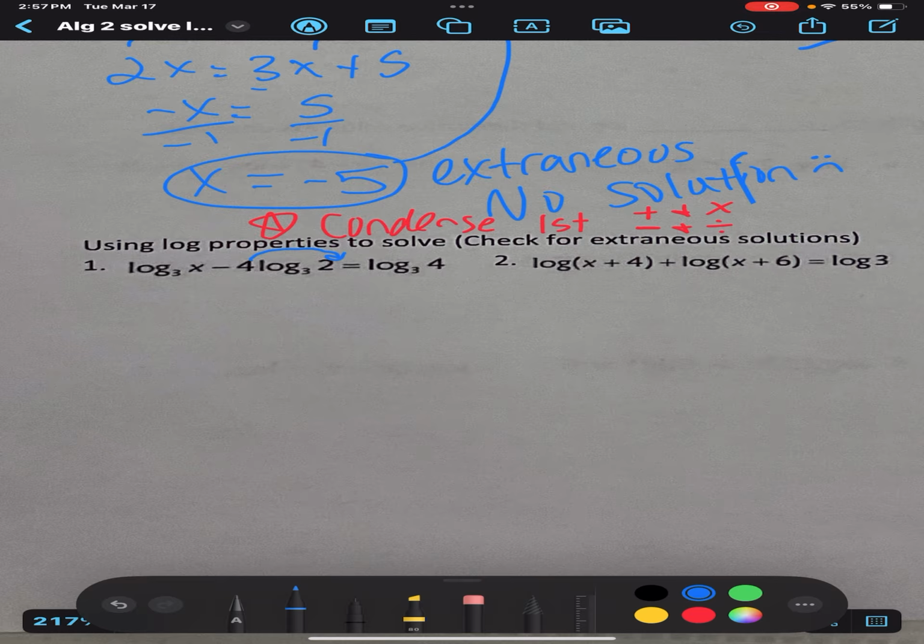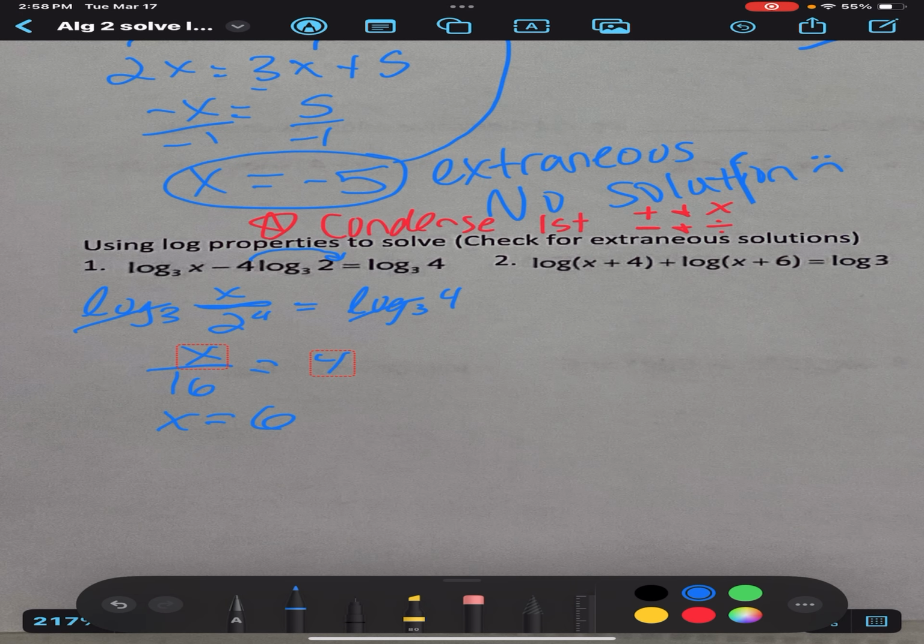So this will be log base 3 of x. Oh, what goes with subtraction? Division. And that would be x over 2 equals log base 3 of 4. And then I'm like, oh, happy days. The logs, bye-bye. And I have x over 2 equals 4. Now to solve for x, I get x equals 4 times 2 is 8. And if you check, oh, that is A-okay. No problem with you.